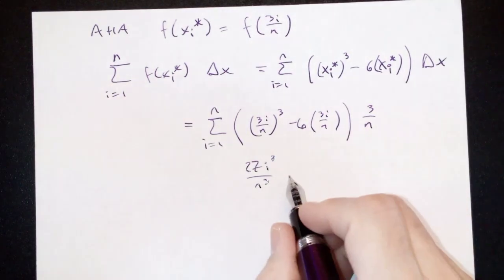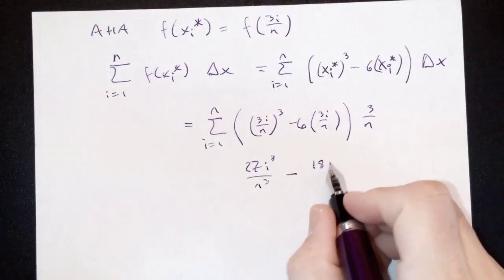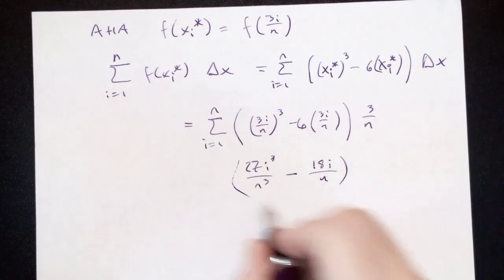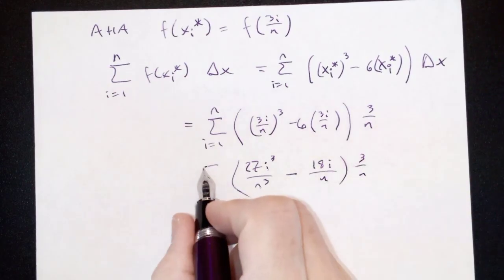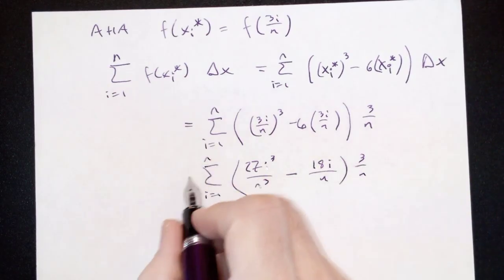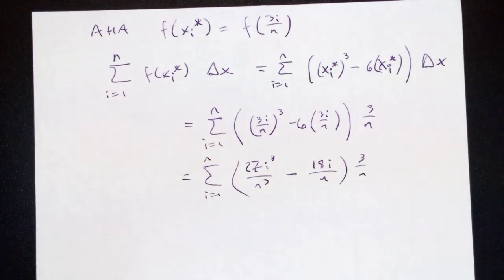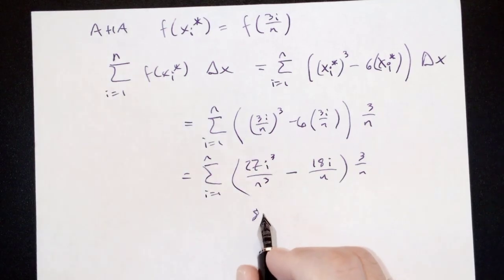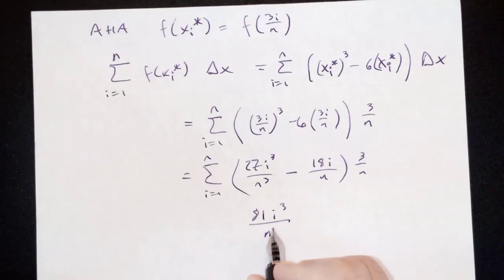Here I'm just going to multiply. 6 times 3 is 18i over n. I still have a multiplication there on the outside, the 3 over n on the end there. Let's multiply that in as well. 27 times 3. 81. Three times 18.